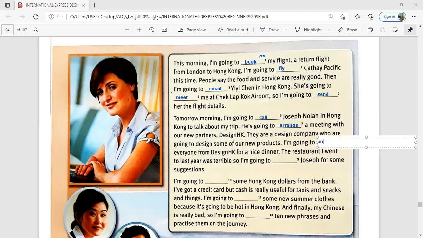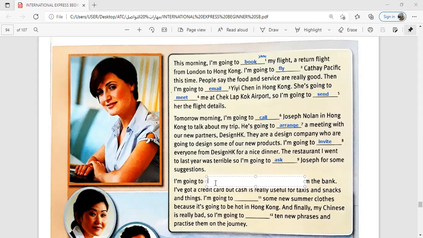Invite. Yes. سأدعو كل شخص موجود في الشركة للعشاء. The restaurant I went to last year was terrible, so I'm going to ask Joseph for some suggestions.